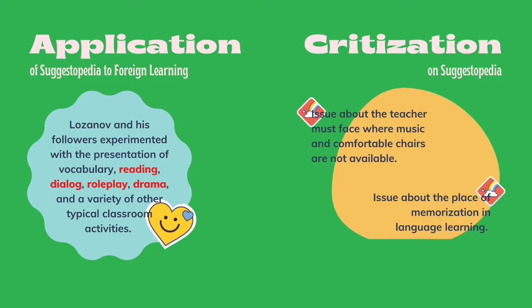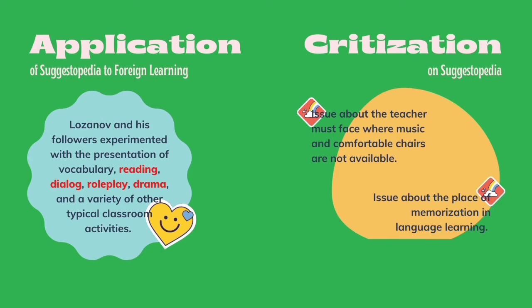But not all agree with this method. Suggestopedia was criticized on a number of fronts, and one of the critics is Scovel in 1979. He said that Lozanov's experimental data, in which he reported astounding results with Suggestopedia, were highly questionable.